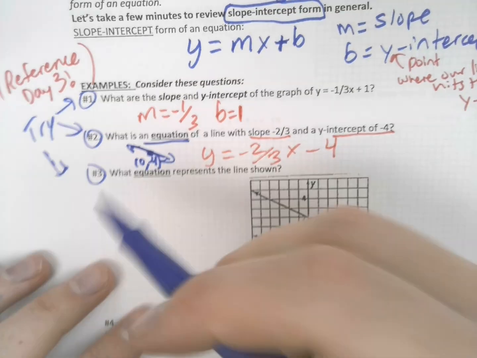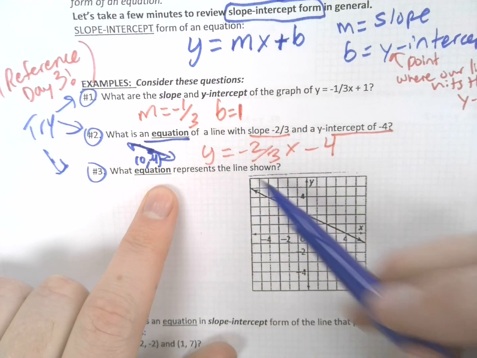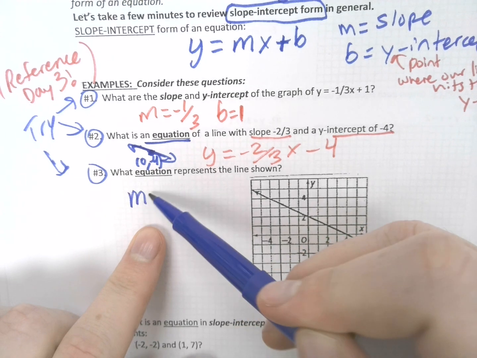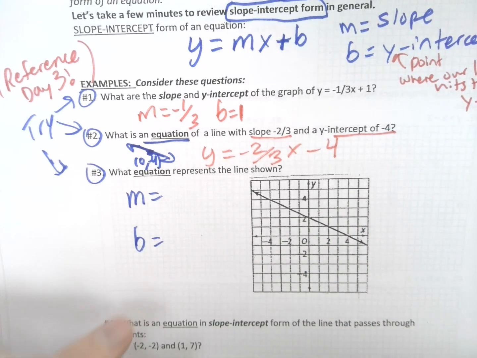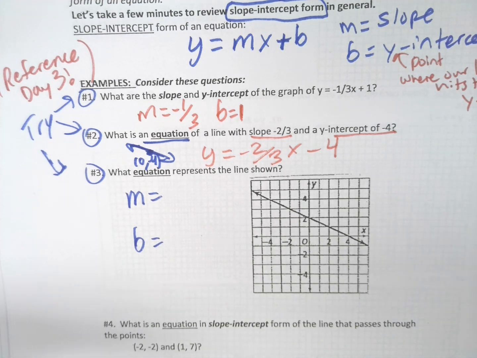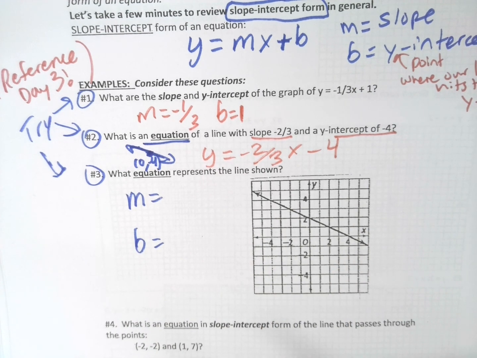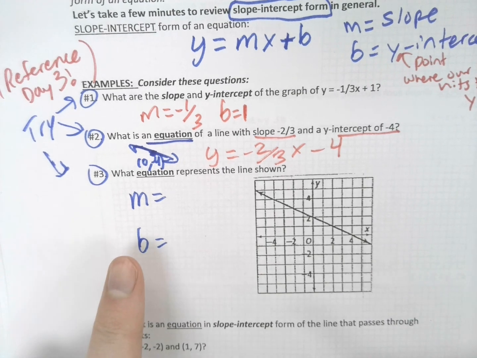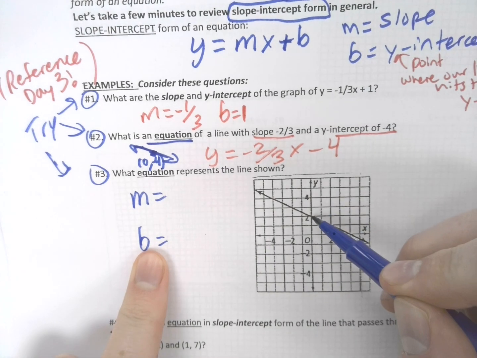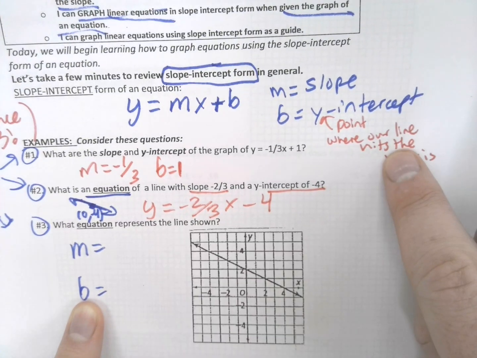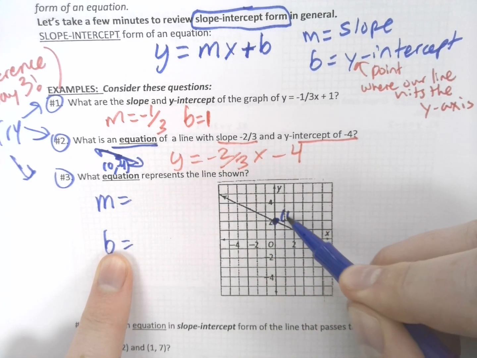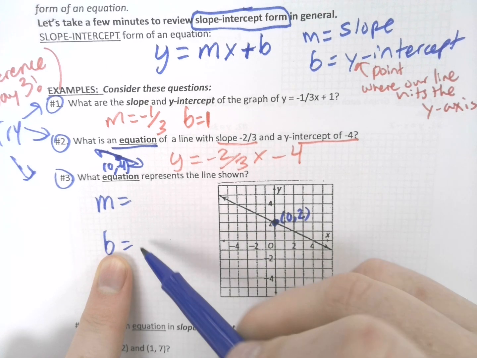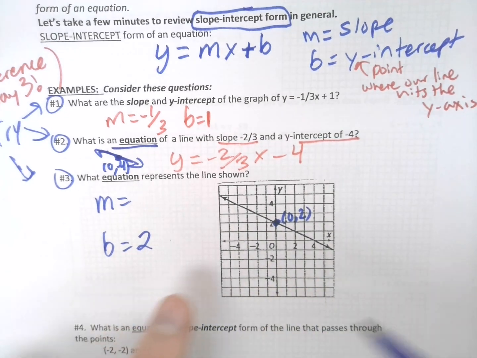Oh, now here's a good one. They want us to write an equation for this line. So we need 2 things. We need our slope and we need our y-intercept. Which one is easiest to see on the graph? Definitely b. b is your y-intercept. It's where our line hits the y-axis. Looks like our line hits at, boom, 0, 2. So b is 2.